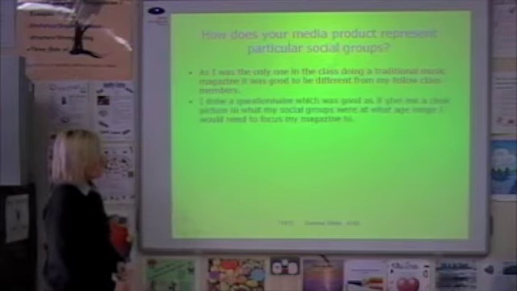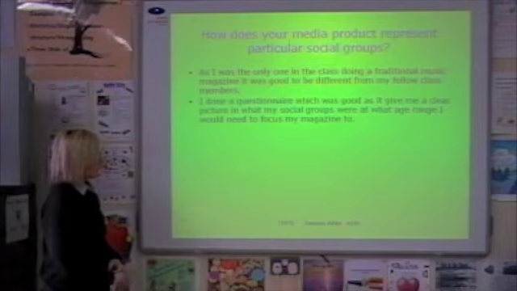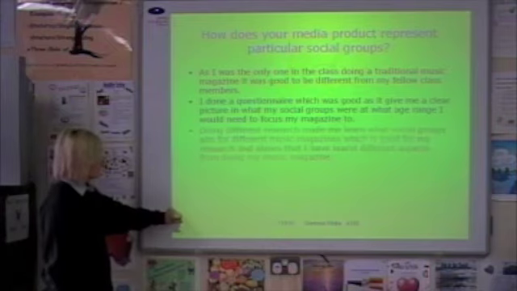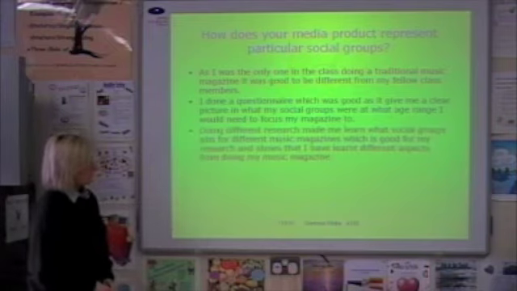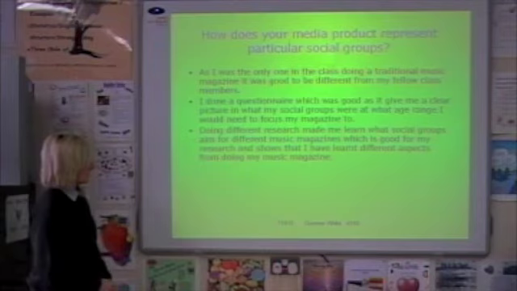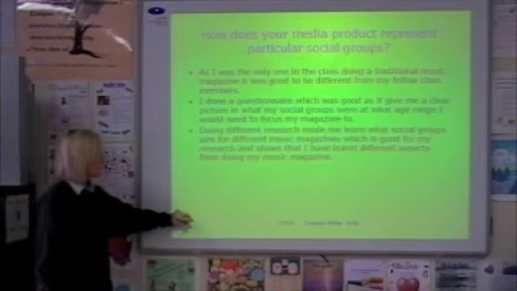I did a questionnaire, which was good as it gave me a clear picture of what my social groups were and what age range I would need to focus my magazine on. Doing different research made me learn what social groups different music magazines aim for, which is good for my research and shows that I have learned different aspects from doing my music magazine.